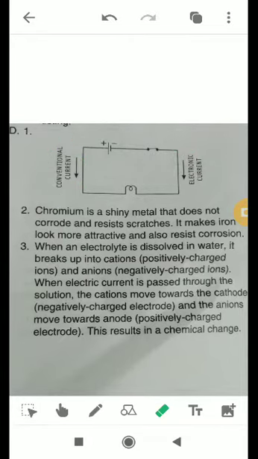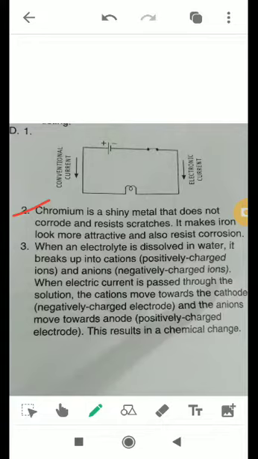Now see question number 2. What are the advantages of electroplating iron with chromium? Chromium is a shiny metal that does not corrode and resists scratches. It makes iron look more attractive and also resist corrosion.